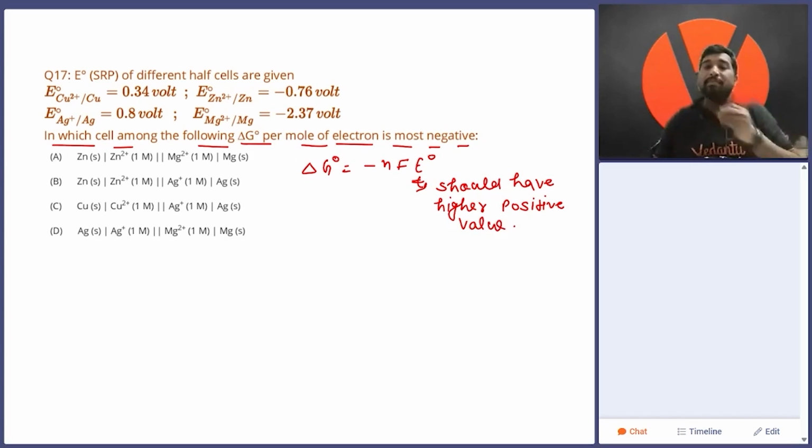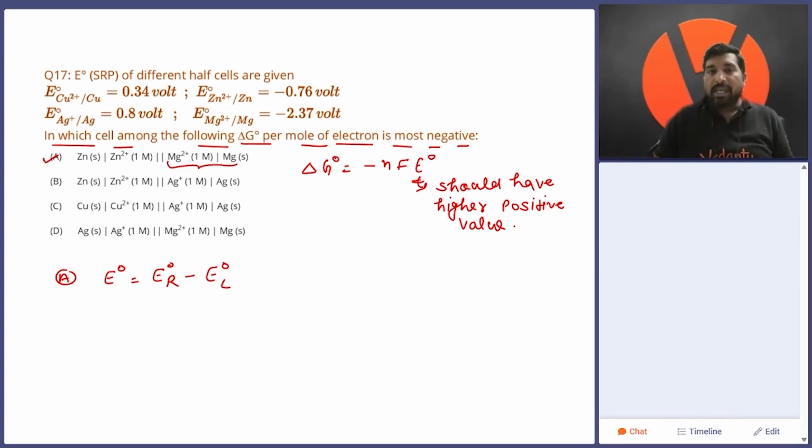Should have higher positive value. So now solve one by one. As you know the formula, E naught is equal to E right minus E left. So for the case of A, the right side is Mg2+ and Mg, that is the magnesium one. The reduction potential is minus 2.37, and minus for zinc, that is minus 0.76. On solving this, we will get minus 1.61.